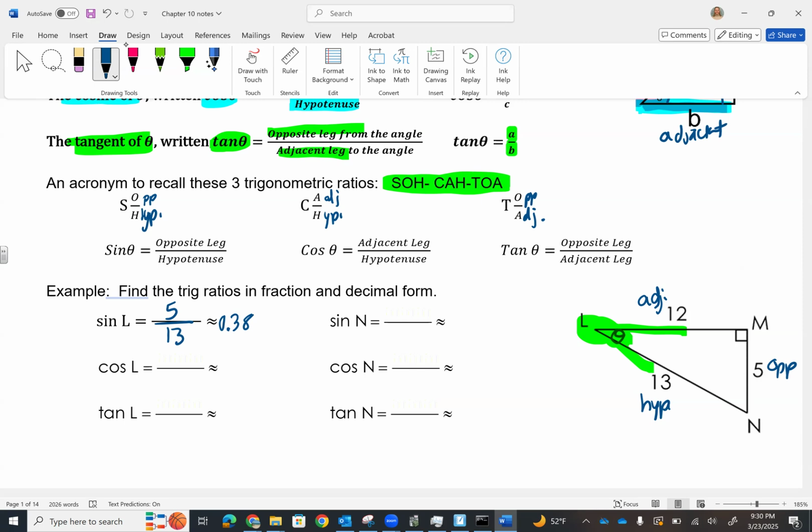A lot of times we just leave it as a fraction. Cosine from L's perspective is the adjacent over the hypotenuse. So that would be 12 over 13.